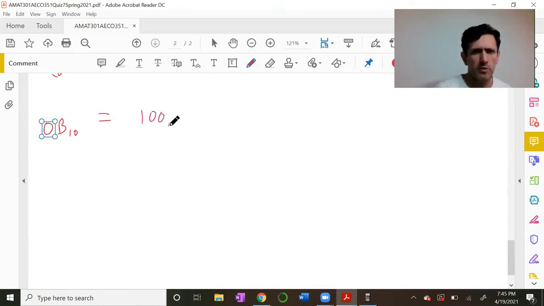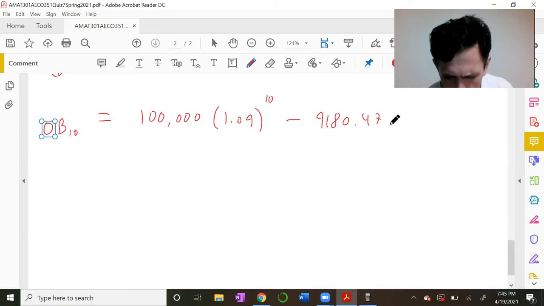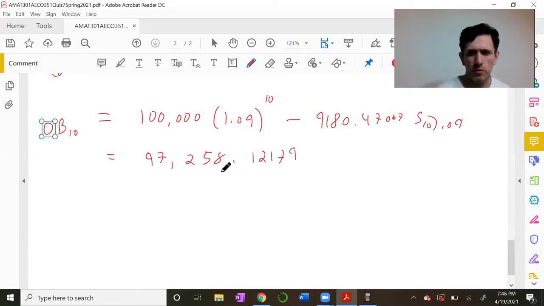And what I like about this formula, it's really not that cumbersome to use. So you just take the future value after 10 years of 100,000, 100,000 times 1.09 to the 10th, minus the future value of your payments after 10 years. What is it? 9180.47067 times s10 at 9%, and this becomes 97,258.12179.